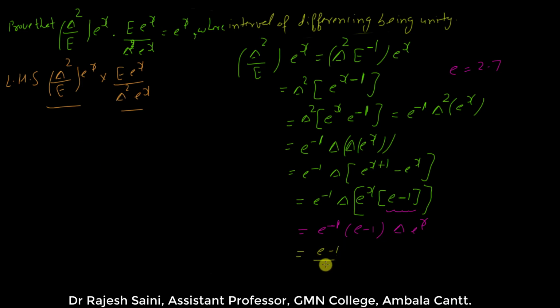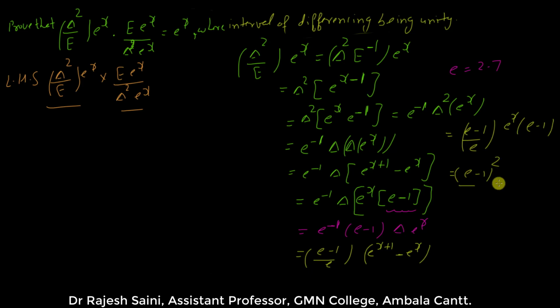And this is further equal to (e minus 1) by e. Can I write it so, because this will go into the denominator and the power will become positive. This can be written as e^(x+1) minus e^x, which is further equal to (e minus 1) by e. e raised to the power x is outside, and this is e minus 1. So this is (e minus 1) whole square by e into e raised to the power x. So I have calculated this one.